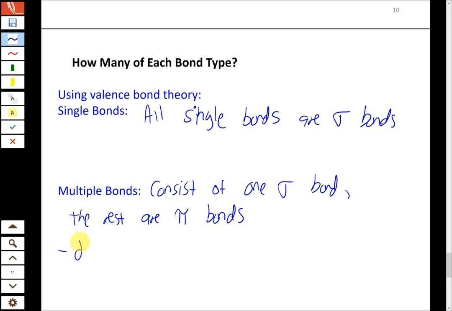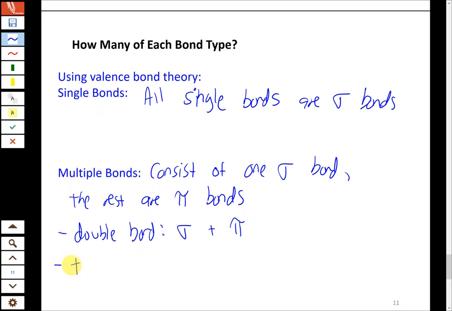So to state it more specifically, if you have a double bond where you have four shared electrons, two pairs of shared electrons, you're going to have one sigma bond and one pi bond making up that double bond. Sigma bond that goes in between the two, pi bond that goes above and below that bond. So one of each. If you have a triple bond, one of those three is a sigma bond and the other two are both pi. So it's one sigma and two pi. So that's how we would predict how many of each bond there is. It's just going to be whether it's a single bond, exclusively a sigma, or if it's a multiple bond, you'll have one of each.